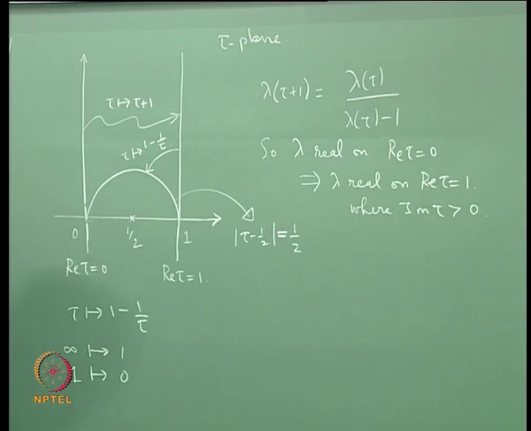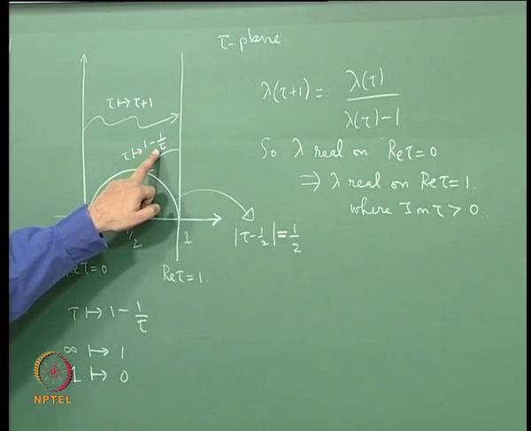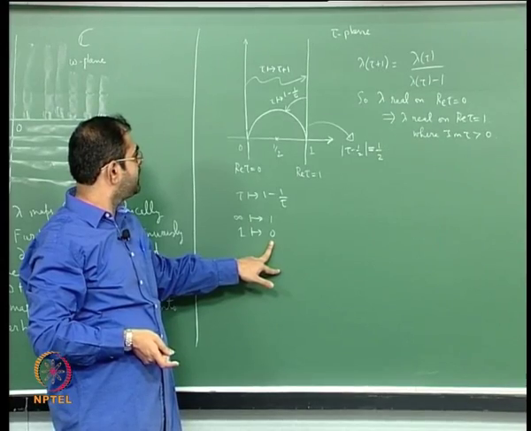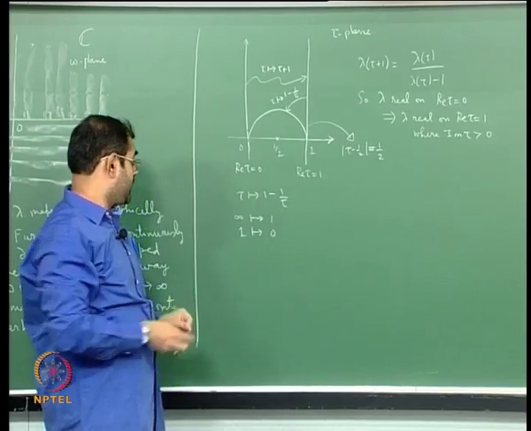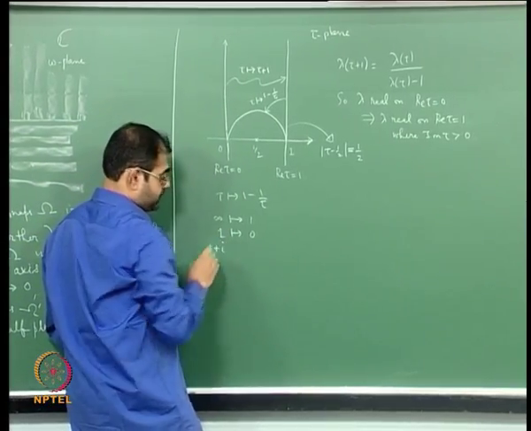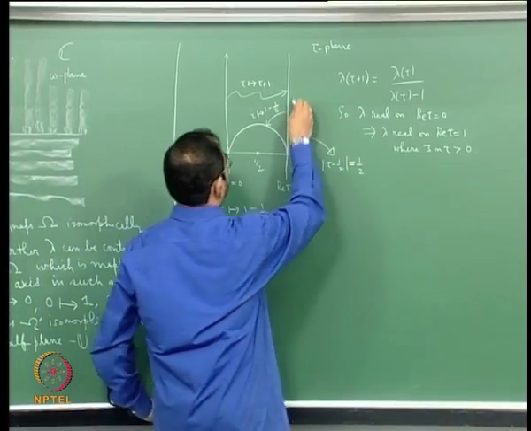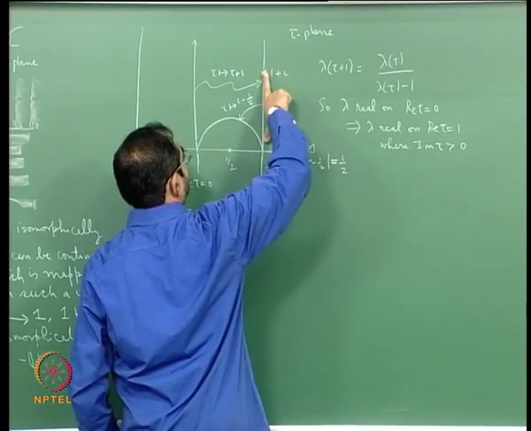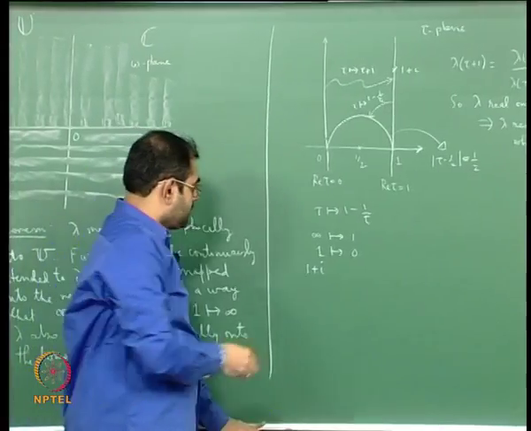I mean maybe I should put... no, that is alright. I am only worried about this transformation, I am not applying lambda. So if I put tau equal to 1, 1 goes to 0. And if I put something in between, say tau equal to 1 plus i, which is this point here, 1 plus i is somewhere here, this length being 1. Then 1 plus i will go to what?